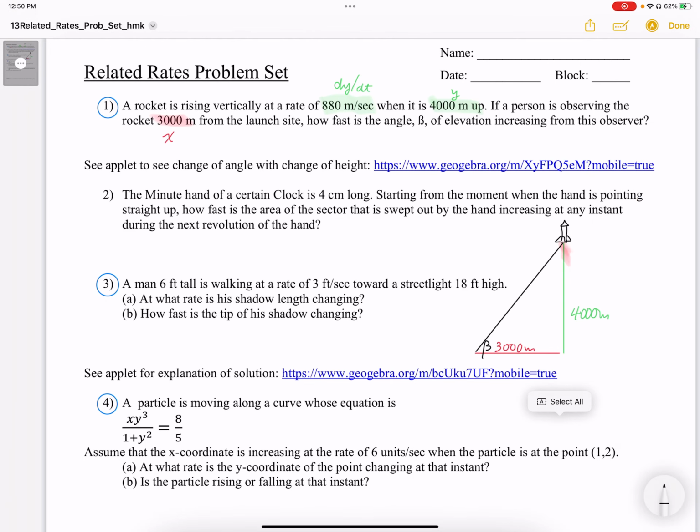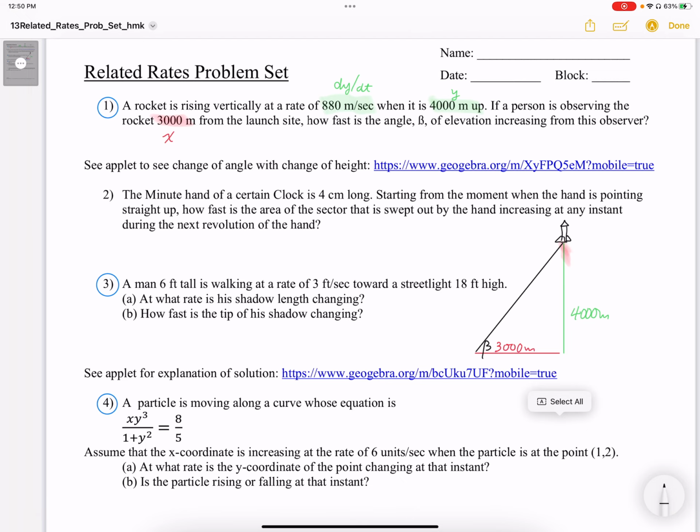So question number one: a rocket is rising vertically at a rate of 880 meters per second. That's going to be my dy/dt when it is 4,000 meters up, so that 4,000 represents my y position. A person is observing the rocket from 300 meters from the launch site. So that's going to be my horizontal position.